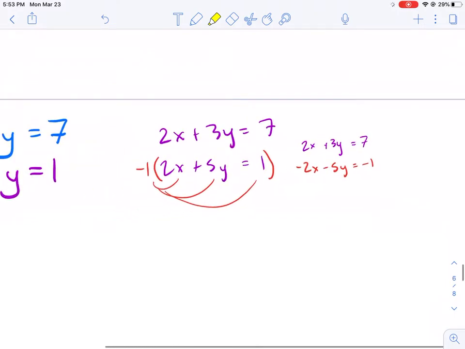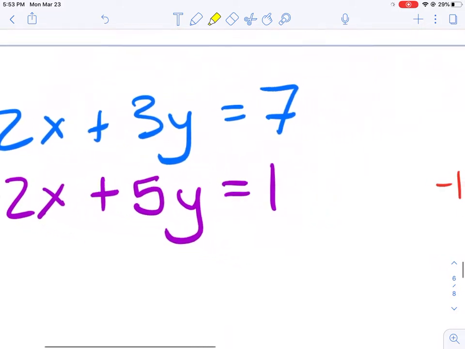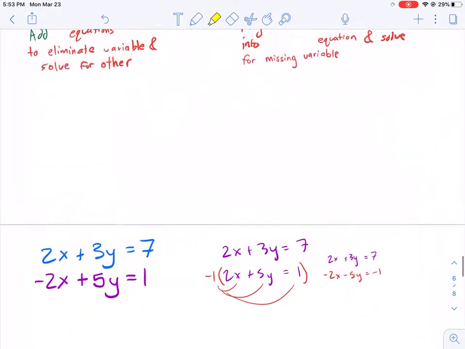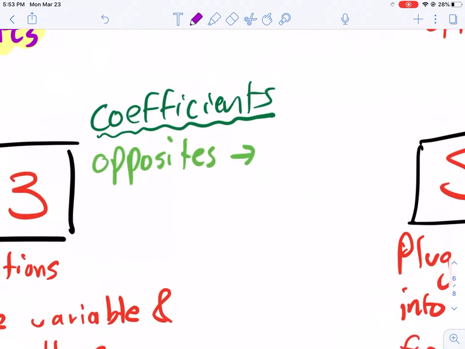So that's just something to keep in mind here. Now, for this example, we are already set. They're already opposites. We don't have to multiply either equation by anything, so we're good to go, okay? Step 3, add equations to eliminate a variable and solve for the other. So if we have opposite coefficients, we are going to add equations.